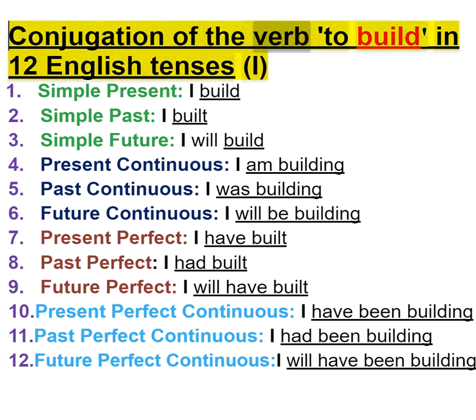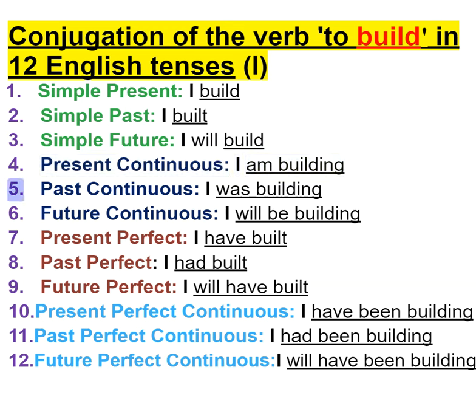Conjugation of the verb to build in 12 English tenses. I. 1. Simple present, I build. 2. Simple past, I built. 3. Simple future, I will build. 4. Present continuous, I am building.